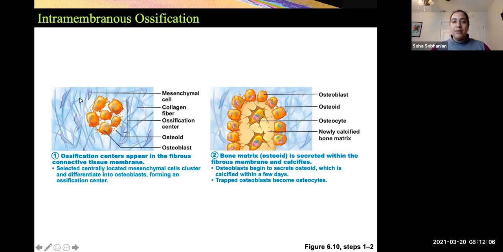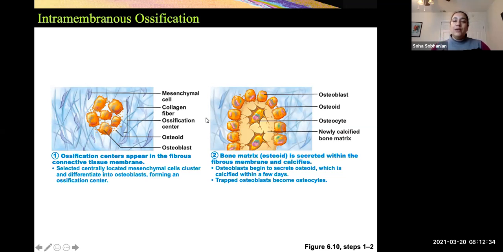So some of these blue mesenchymal cells in the background undergo changes and become osteoblasts, the cube-shaped cells you see at the center. Now, when these osteoblasts form, this collection of cells is called the ossification center, which basically means that's where the bone is starting to develop and grow.